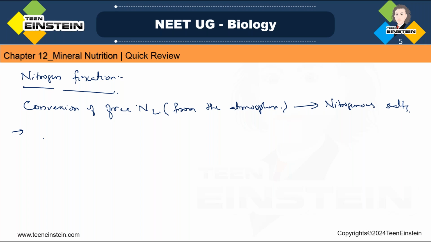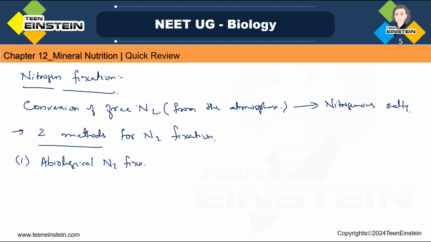And there are two methods for nitrogen fixation. Which are the two methods? The first one is abiological nitrogen fixation, and the second one is biological nitrogen fixation. Biological and abiological nitrogen fixation, these are the methods for nitrogen fixation.